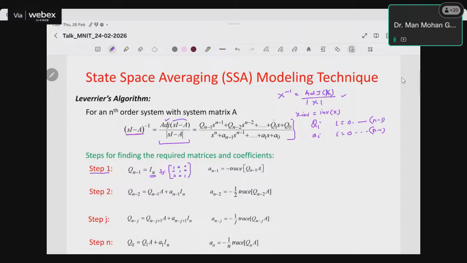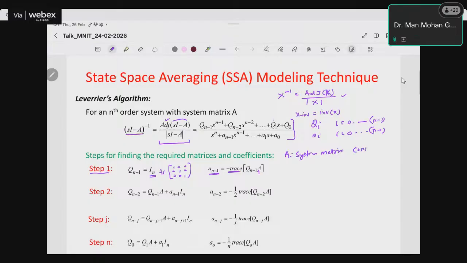Now we find the a(n-1) coefficient, right? So what is the a(n-1) coefficient? This is minus trace of Q(n-1) into A, right? A is the system matrix, and it depends upon the values we already have. We will see it now. For a buck converter, A is made up of system parameters, so this is constant.